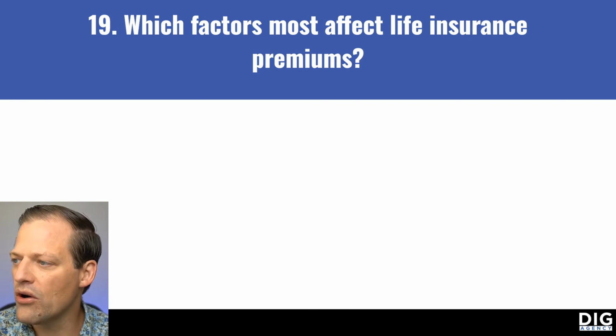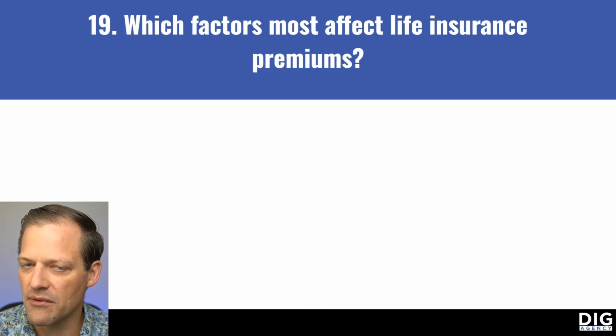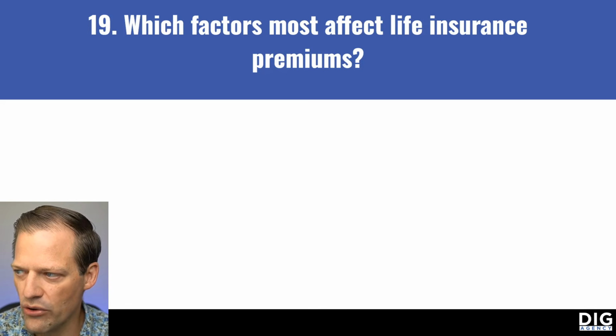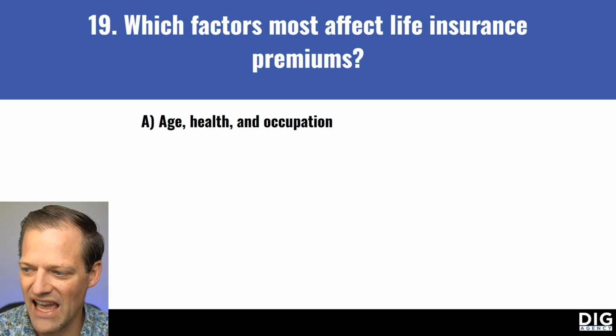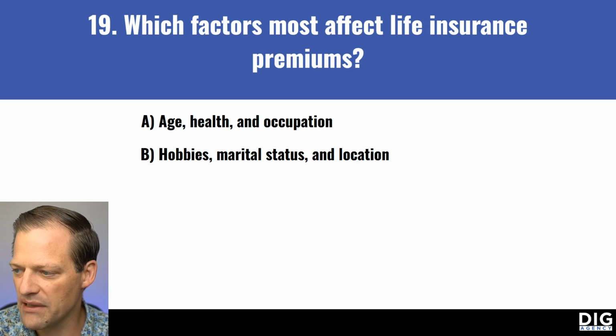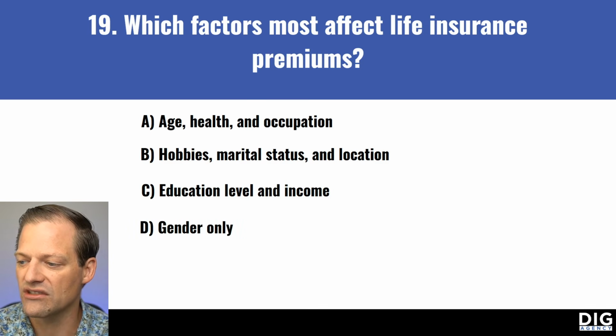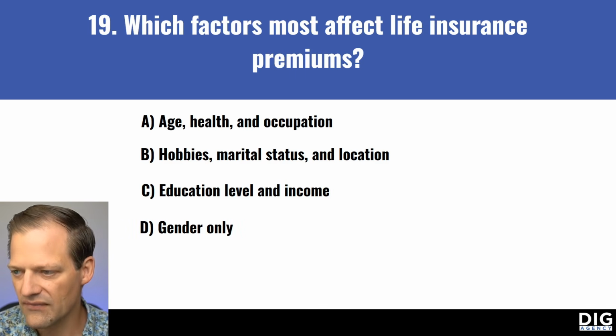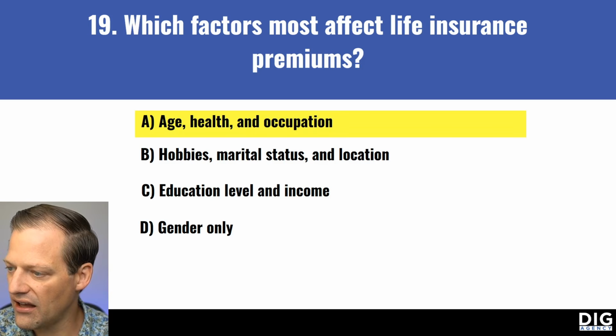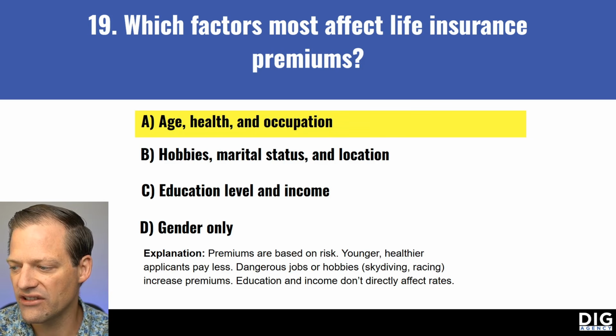Which factors most affect life insurance premiums? Again, keyword here is most affect life insurance premiums. Is it A, age, health, and occupation? B, hobbies, marital status, and location? C, education level and income? Or D, gender only? The answer is A, age, health, and occupation.